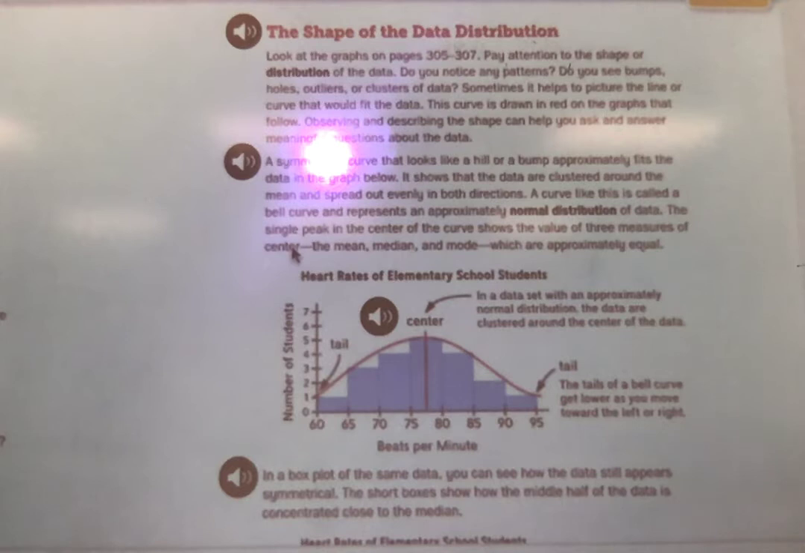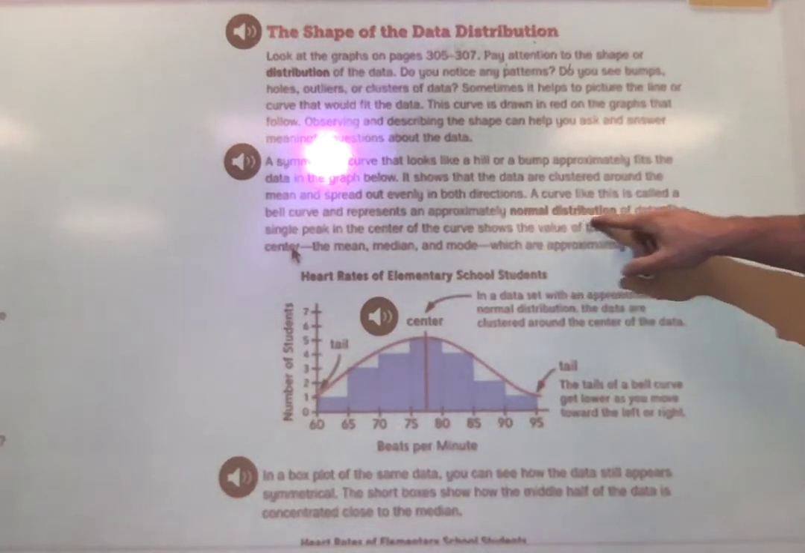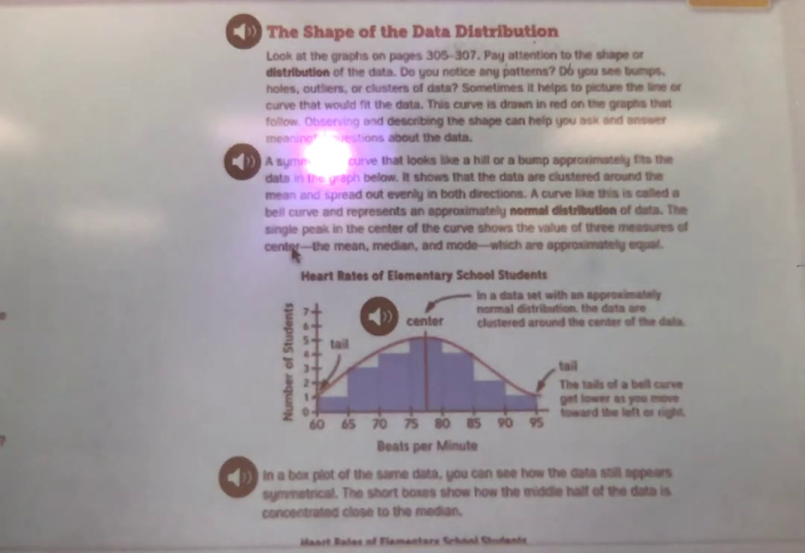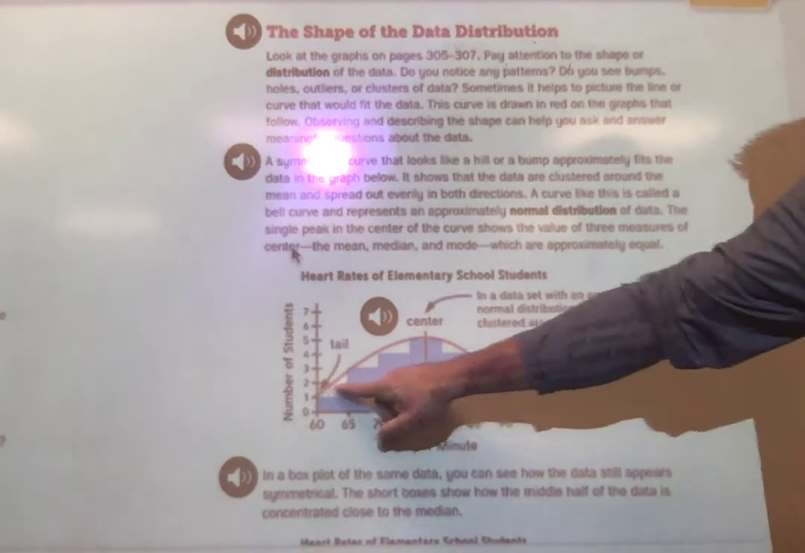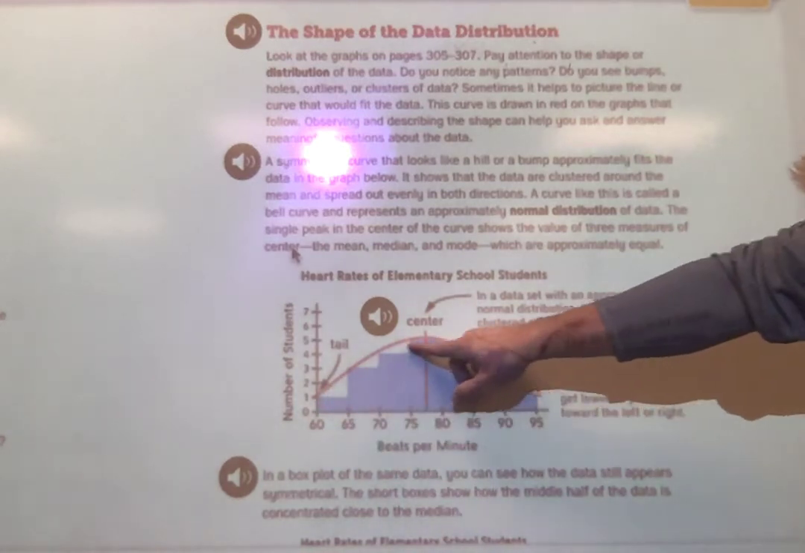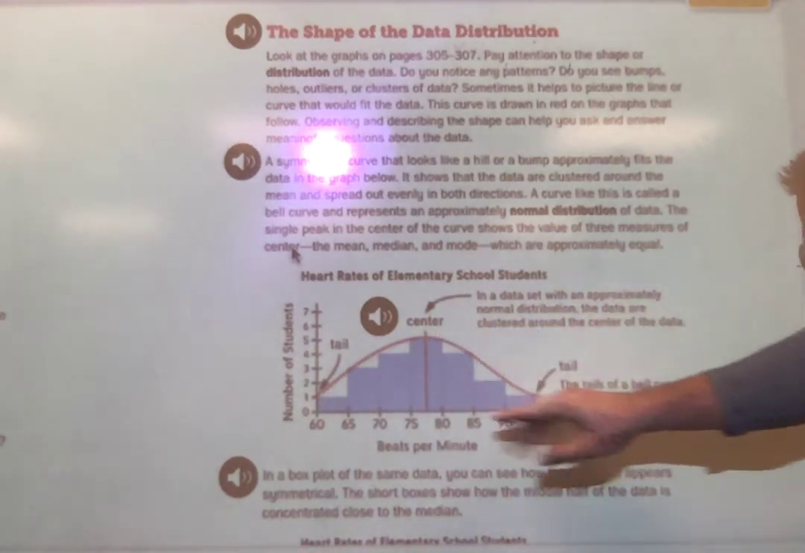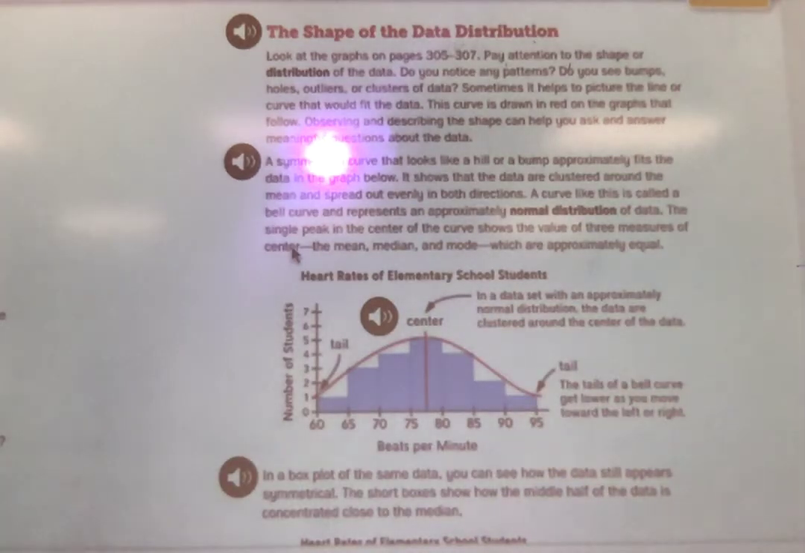Okay, so the first one that we're going to look at is called the normal distribution. Sometimes we say bell curve because it looks like a bell. It starts even, goes up in the center, and then comes back down at about the same angle as it did on this side as it was going up. This would be an example of heart rates of elementary students.